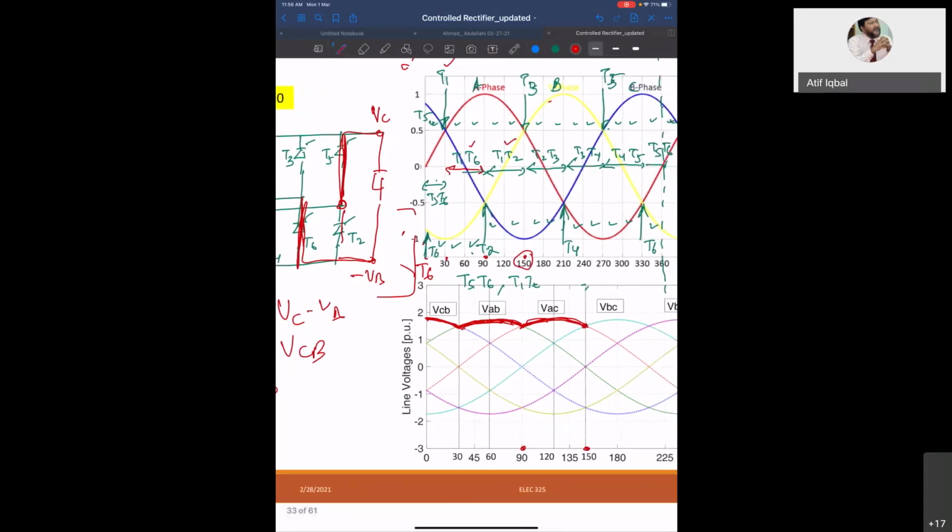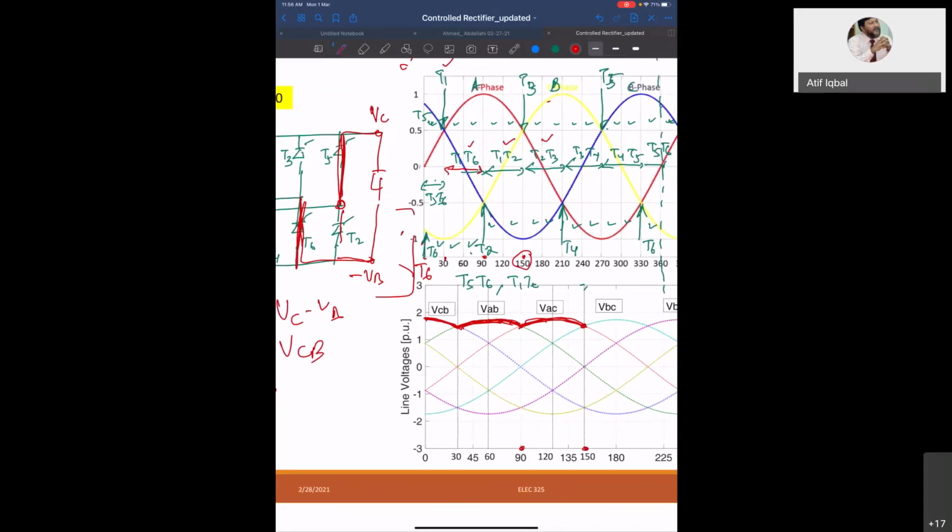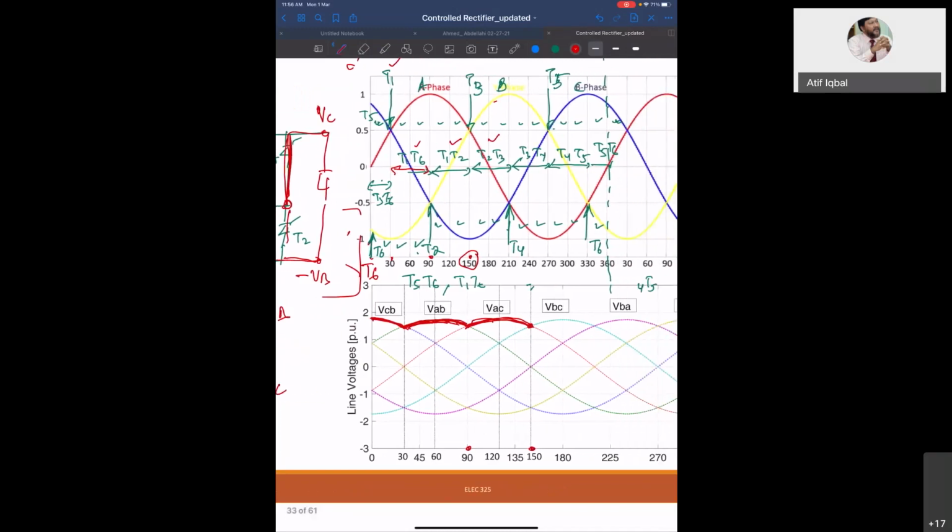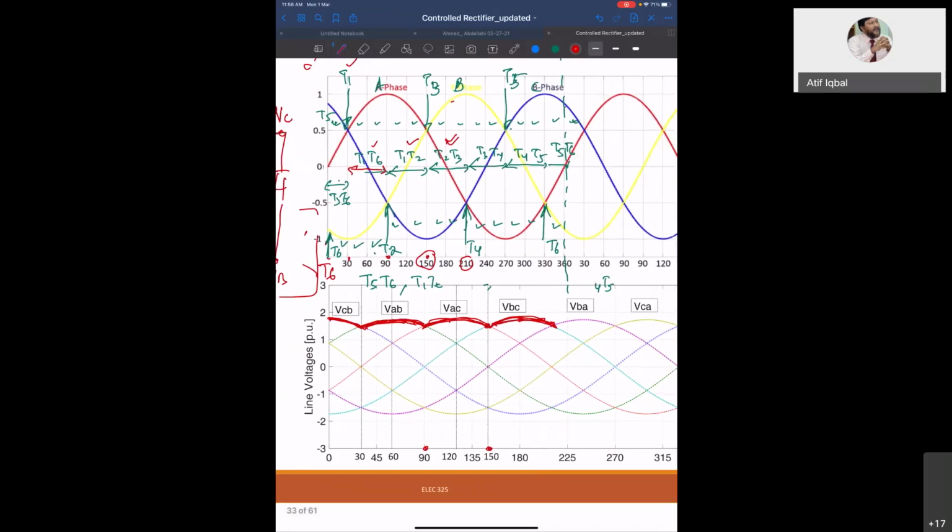Next, T2, T3. So T2, T3 is what? VBC. T2, T3 will go up to 210 degrees. Yes, so I will plot this up to 210 degrees. And then T3, T4, which is VBA.